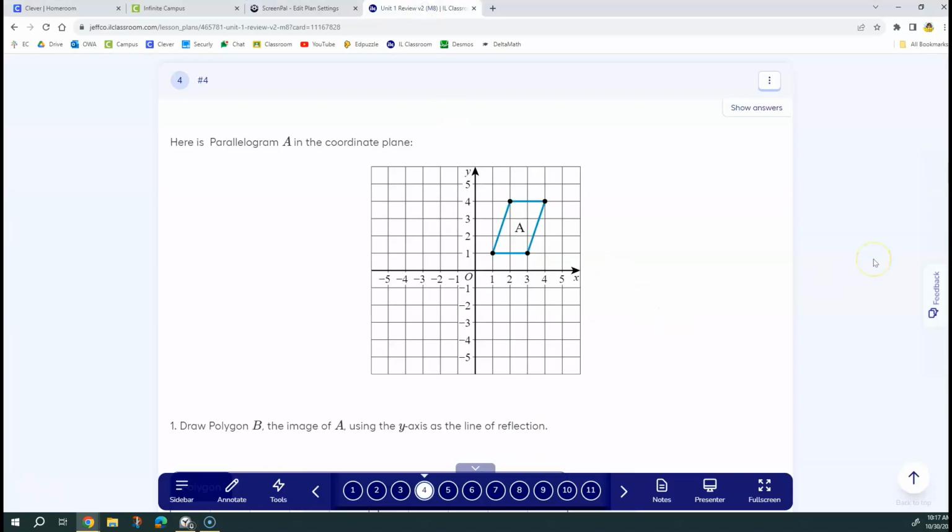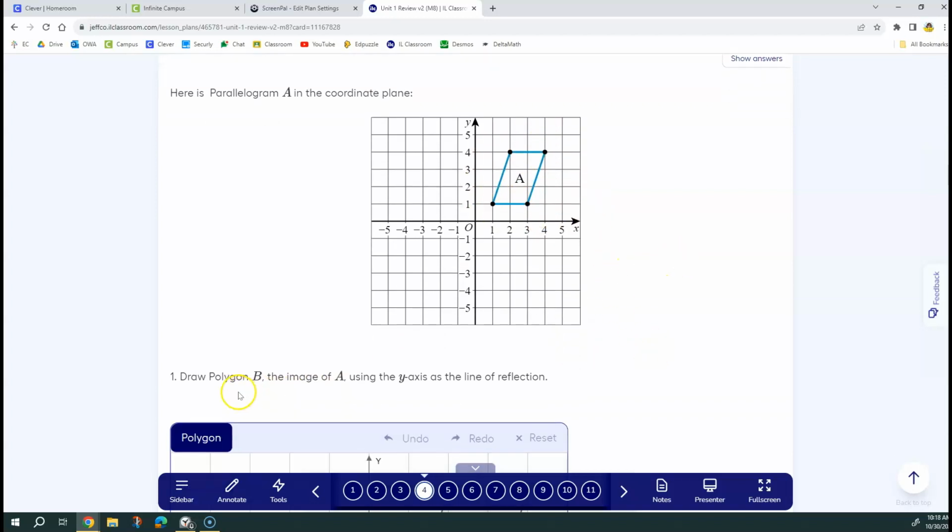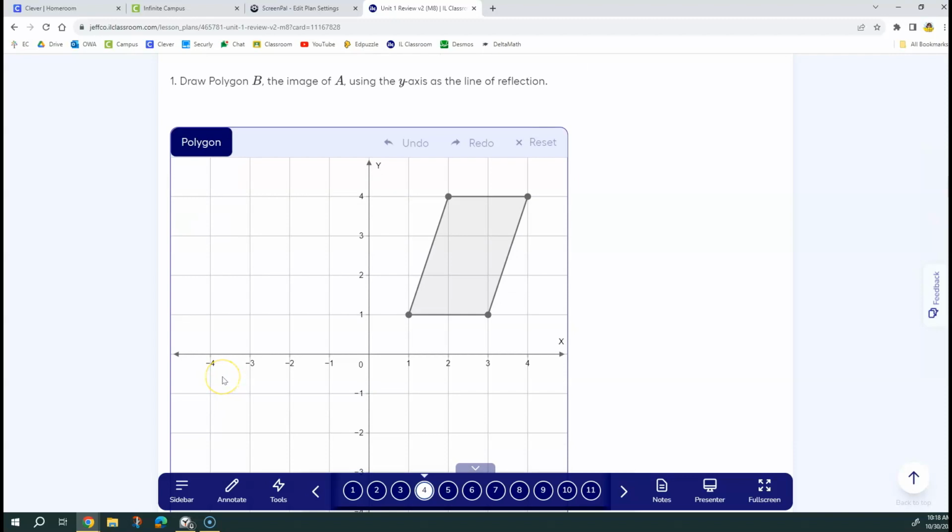Let's take a look at number 4. Number 4, here is parallelogram A in the coordinate plane. So here we go, parallelogram A, the blue outline. And our task is to draw polygon B, the image of A, using the y-axis as the line of reflection.